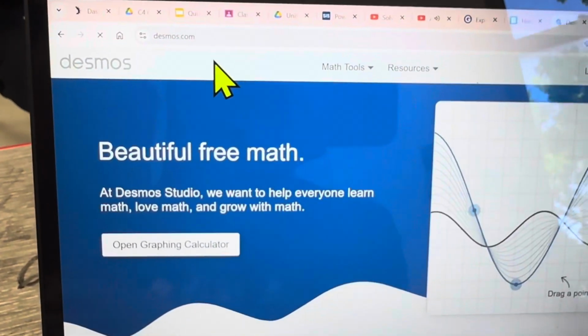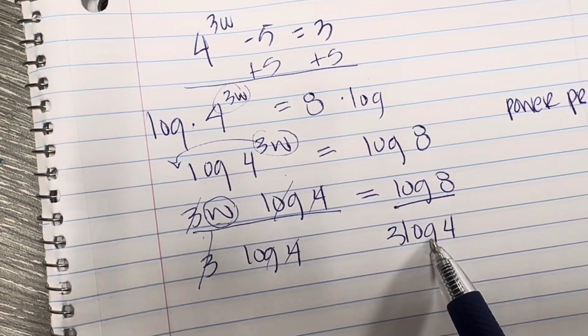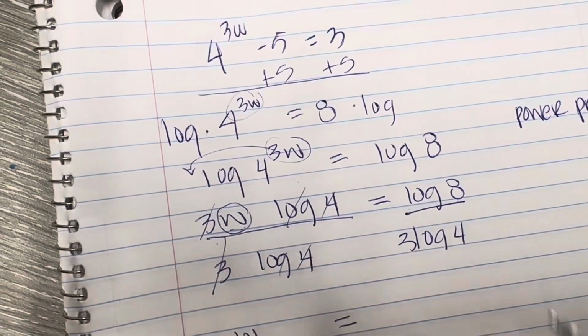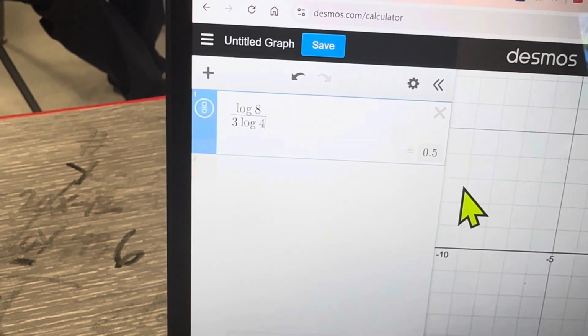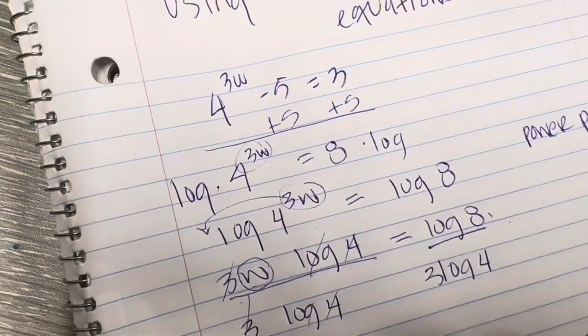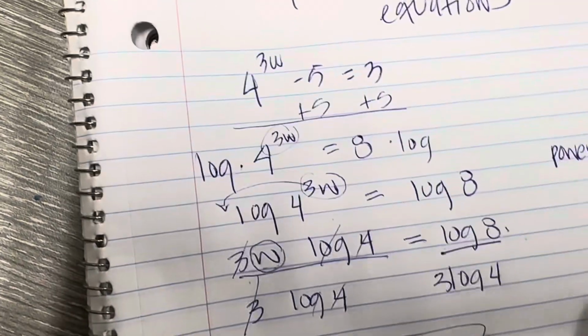All right, and then you go to your Desmos, and you're going to put that in. Log 8 divided by 3 log 4. Again, we're dividing by 3 log 4 to isolate the w. So what does w equal? Well, take log 8 and divide it by 3 log 4. That's 0.5. W equals 0.5. There's your answer. Okay, and then I'll show you the other way to do it.